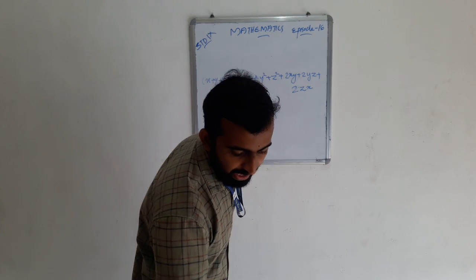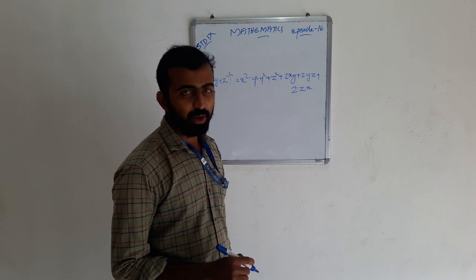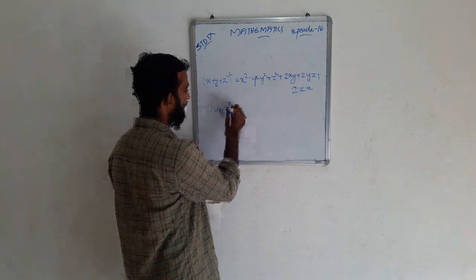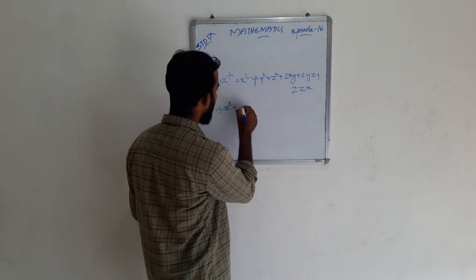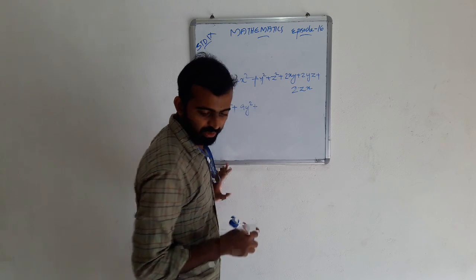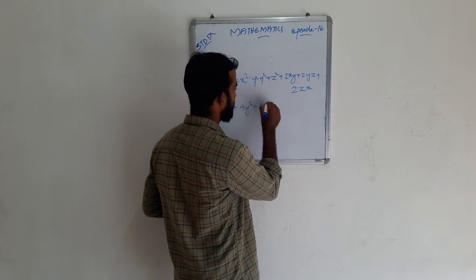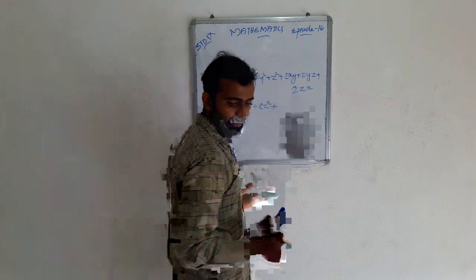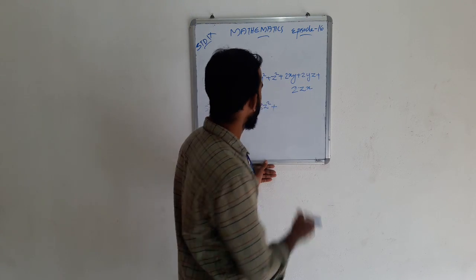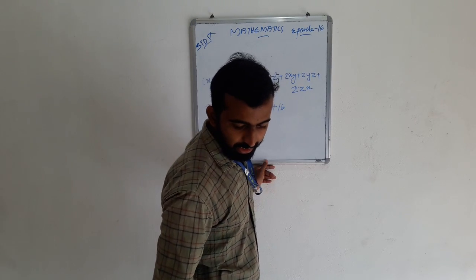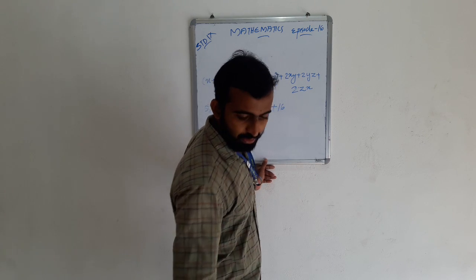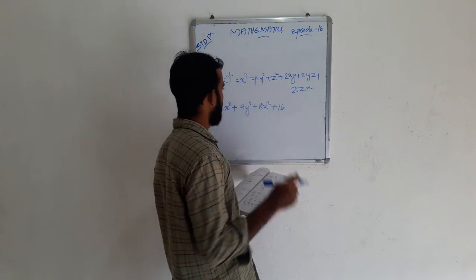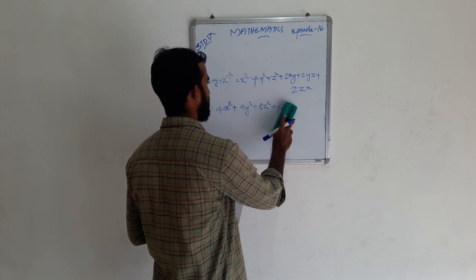Fifth question is factorize. We want to factorize 4x square plus 9y square plus 8z square plus 16. Here the question has a mistake, sorry.